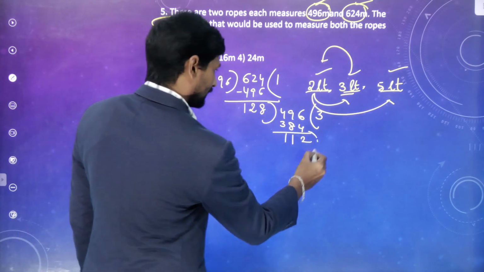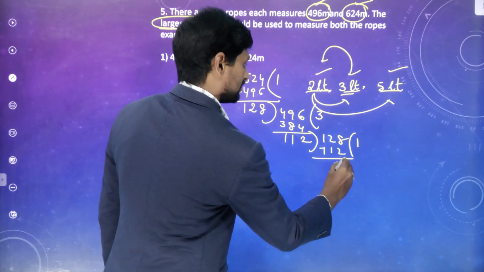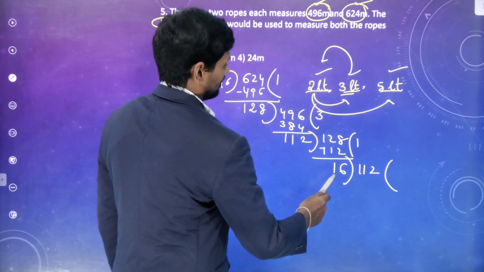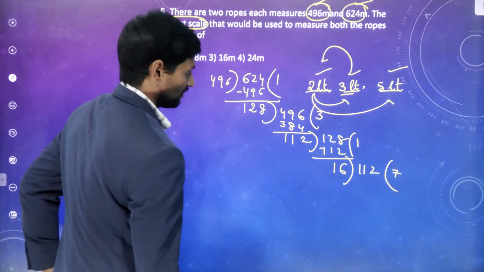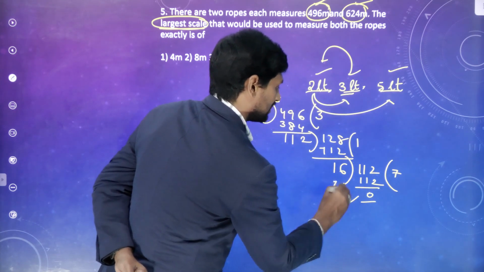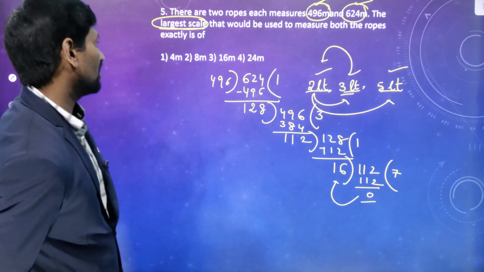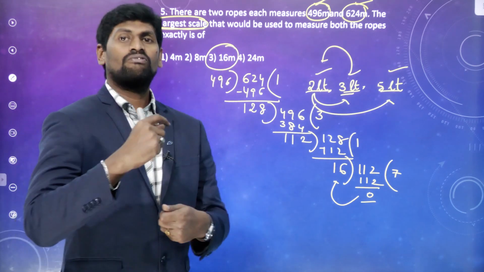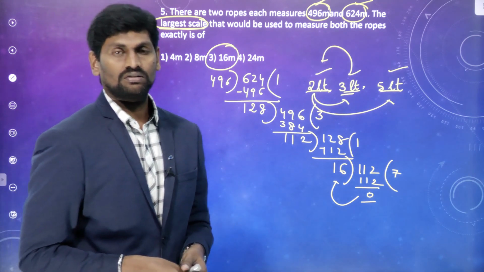112. Again, 1 time 112 will give 16. 16 table here, nearly 5 times 6. Let us see, 7 times. Yes, it is coming exactly 7 times. So when you get the remainder 0, its divisor is our answer, 16 meters. So if you have the 16 meter scale, you can measure exactly 496 and 624 as a whole number of times. Okay?